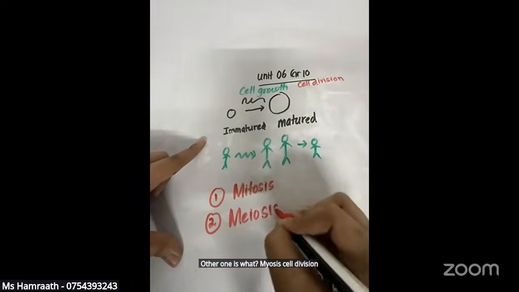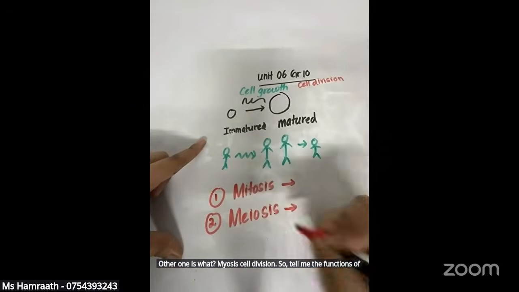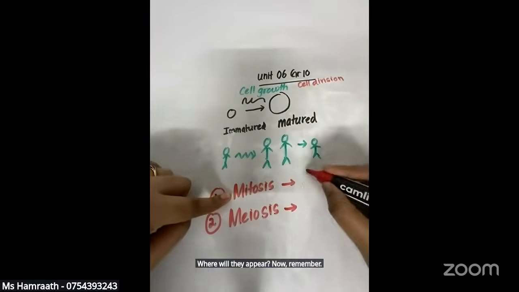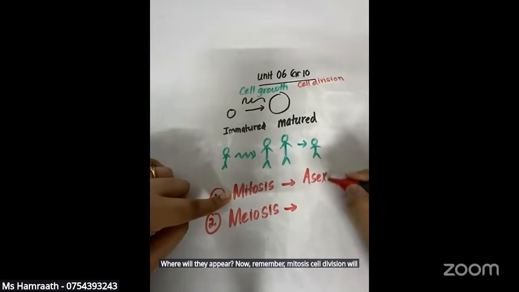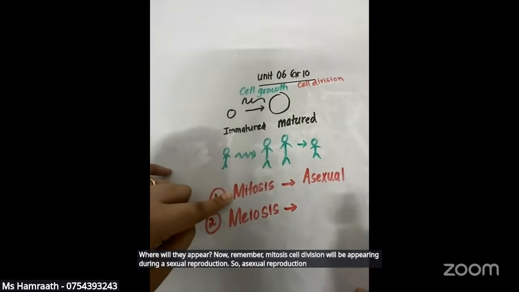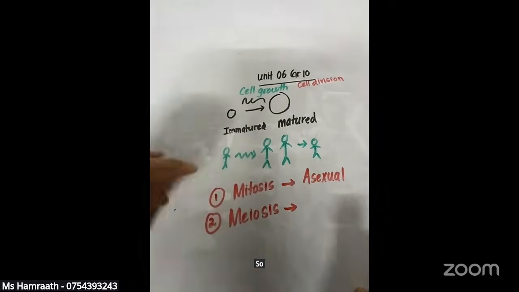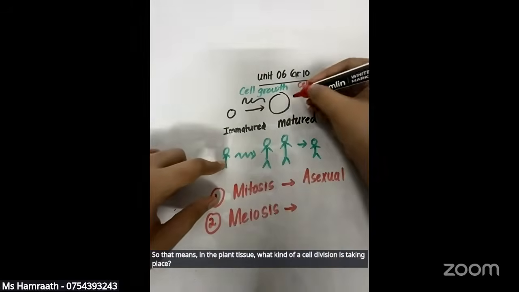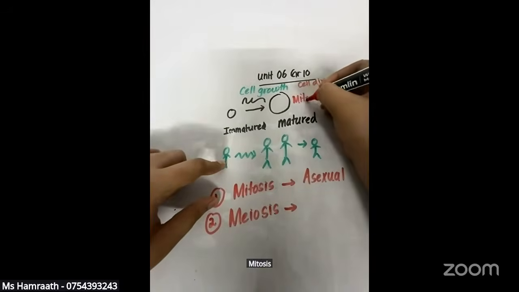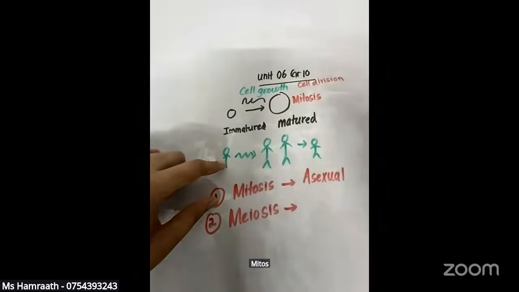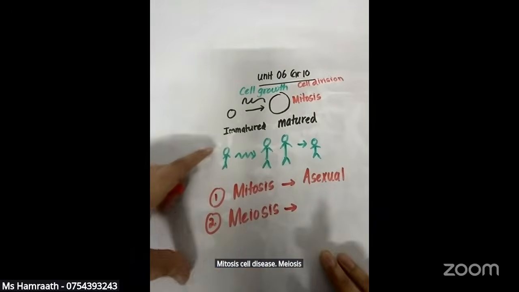So tell me the functions of meiosis and mitosis. Where will they appear? Remember, mitosis cell division appears during asexual reproduction. Asexual reproduction means what? Usually who does the asexual reproduction? Plants. So in the plant tissue, what kind of cell division takes place? Mitosis cell division. Meiosis, where will the meiosis appear?